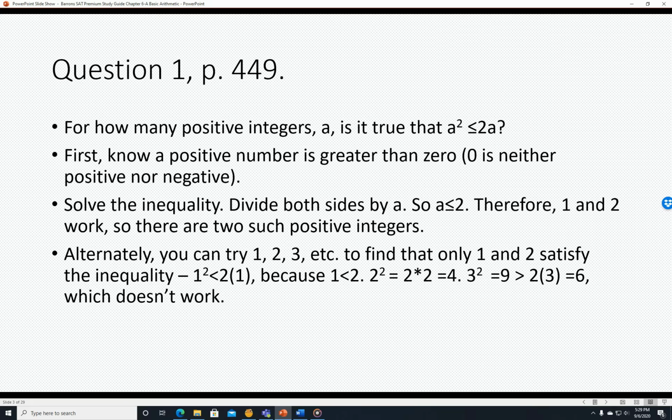Alternately, you can just plug in numbers. You can try 1, 2, 3, etc. to find out that only 1 and 2 satisfy the inequality. So for example, 1 squared is less than 2 times 1, because 1 squared is 1 and 2 times 1 is 2. 2 squared is equal to 2 times 2, which is 4. 3 squared is 9, and 2 times 3 is 6. 9 is greater than 6, so it doesn't work for 3. So we know it's just 1 and 2.